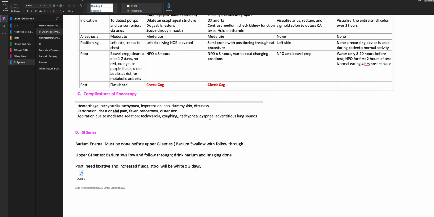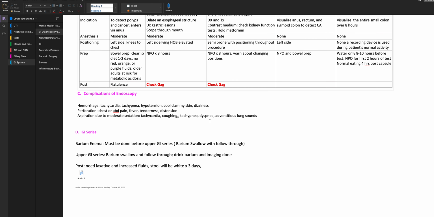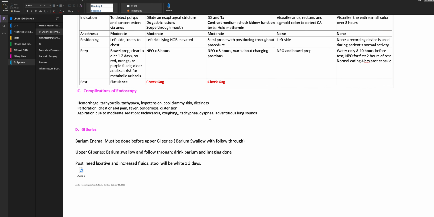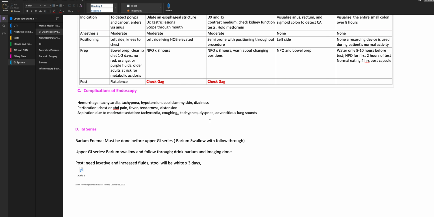Now a GI series. A barium enema can be done, but it has to be done before an upper GI, which is a barium swallow with follow through. For an upper GI, they drink the barium, and then the provider takes a bunch of images. So post procedure, post GI series, they're going to need a laxative to get that barium out. Barium is a white color, so their stools are going to be white for 3 days. You need to increase fluids, and they need to make sure they're passing the barium.